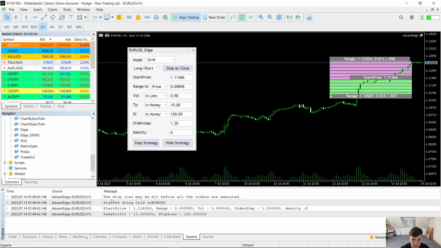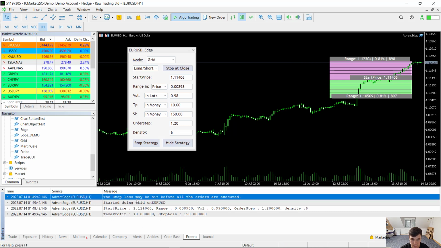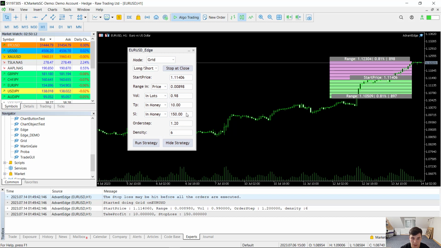As you can see, the information about the strategy is displayed right here in the experts tab, and it says that the stop loss may be hit before all the orders are executed. This means that before reaching the range, the loss will be greater than the stop loss, so we cannot open all the trades. Luckily, I've programmed this EA so that it can calculate the ideal stop loss again, which will be below this level.